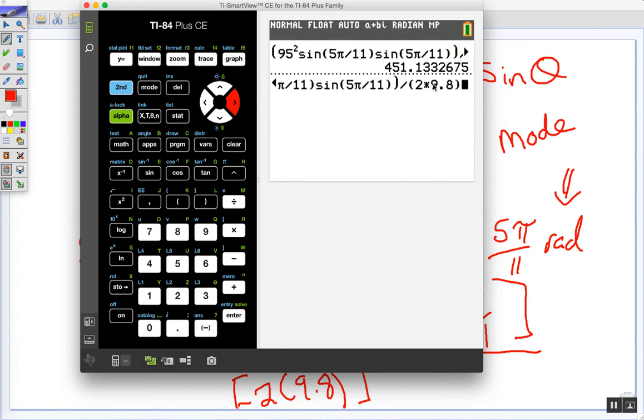Notice I put the 2 times 9.8 in parentheses because that makes certain that my calculator divides by this entire product. Otherwise, what it will do is divide by 2 and then take that answer and multiply by 9.8, which is not what you want it to do. And then when you hit enter, we get 451.13.